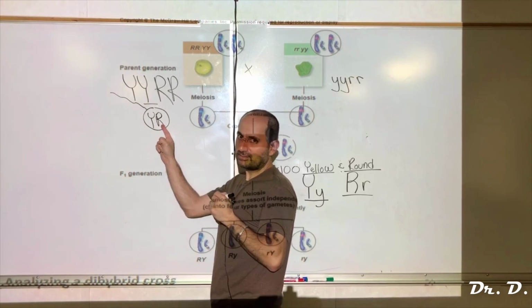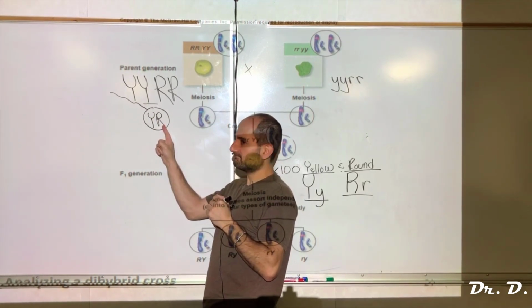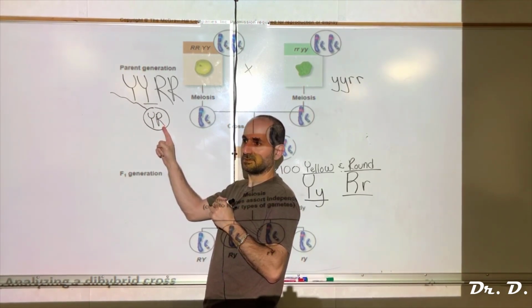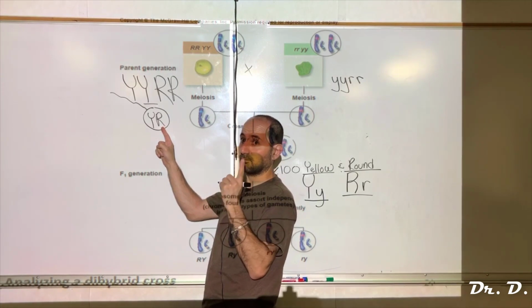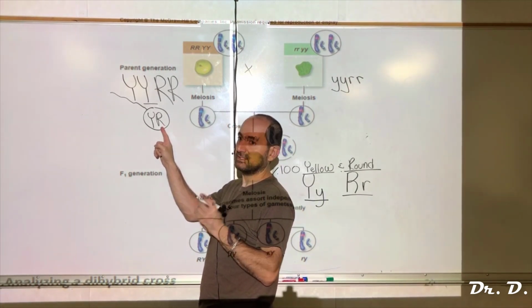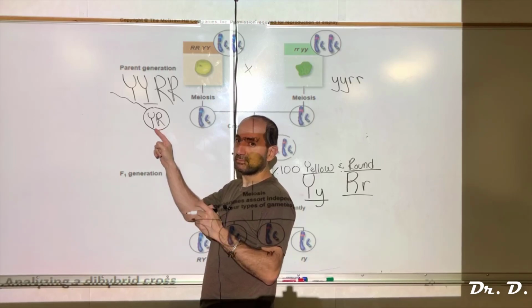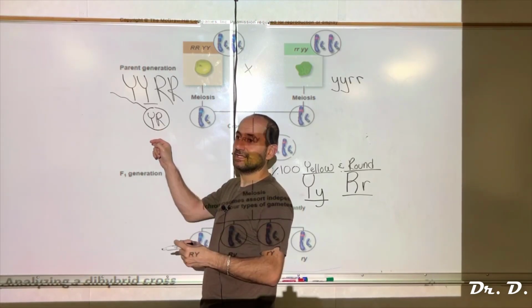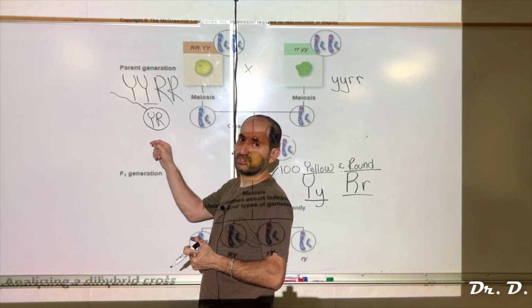Can you have two Y's in the same sperm cell? No, sperm cells are haploid. They can only have one Y. Can you have two R's in the same sperm cell? Again, sperm cells are haploid. They can only have one R, right? They only have one allele for every trait.